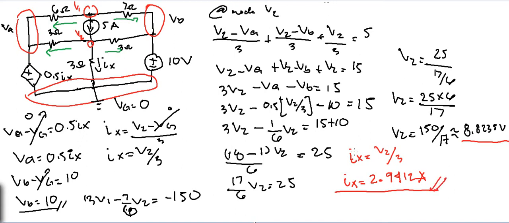So as you can see, it is that easy, and what we are looking for is just Ix. In node V1 we were looking for the values of V1 and V2, but in this node V2 we got the value we were looking for, which is Ix. But if you are asked to solve for V1, we can use the value of V2 to get the value of V1 with this equation. So, I hope this is understood.